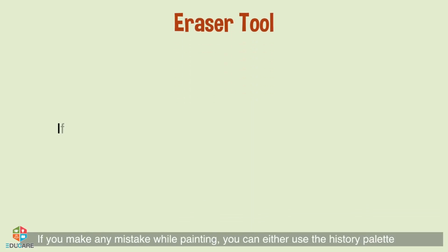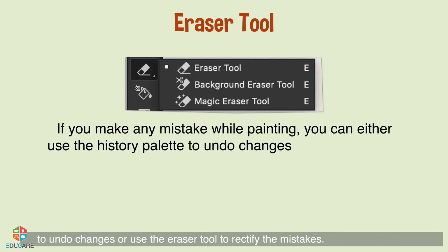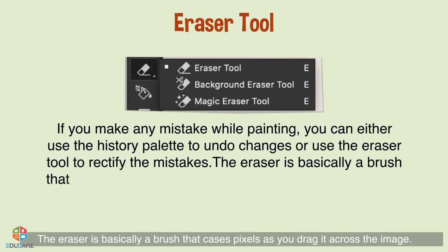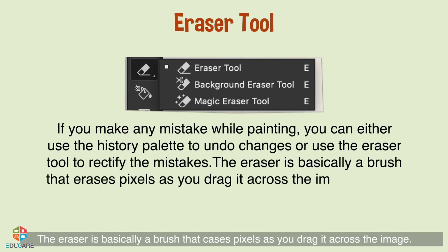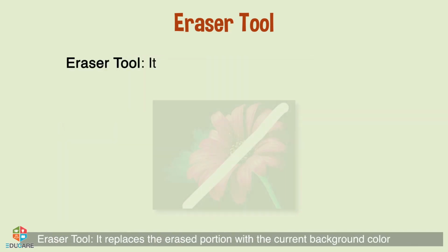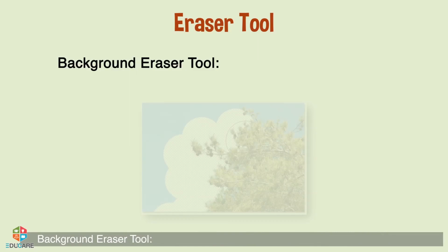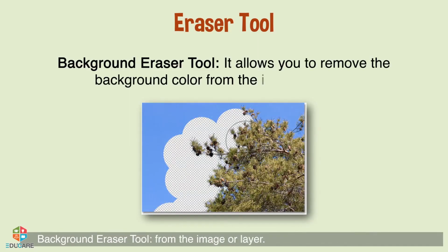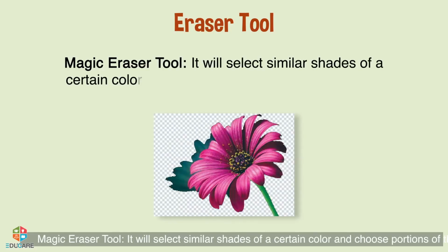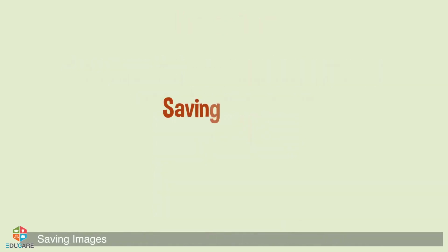Eraser tool. If you make any mistake while painting, you can either use the History palette to undo changes or use the Eraser tool to rectify the mistakes. The eraser is basically a brush that erases pixels as you drag it across the image. Eraser tool in Photoshop has 3 variations. Eraser tool. It replaces the erased portion with the current background color. Background eraser tool. It allows you to remove the background color from the image or layer. Magic eraser tool. It will select similar shades of a certain color and choose portions of the image with similar colors and erase them.